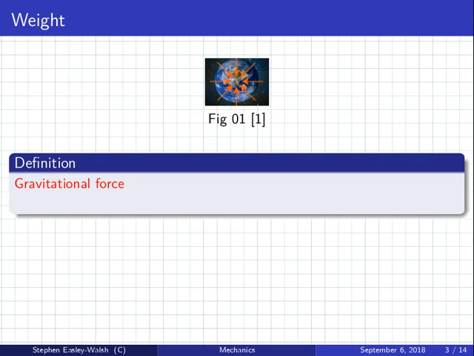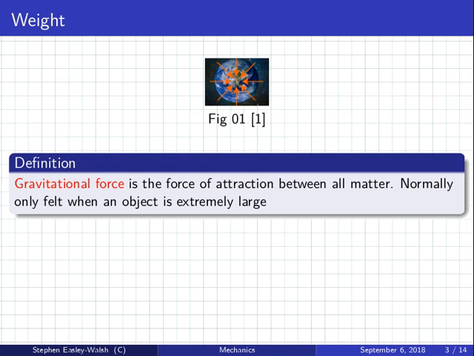So, first thing, definition. Gravitational force. That's basically the force of attraction between all matter. And you'll normally only feel that when there's something very big nearby. So, for example, we can all feel we're being pulled down. And the reason we're being pulled down is because the Earth is under us. Okay, so there's this force called gravitational force, and it pulls things down to it.